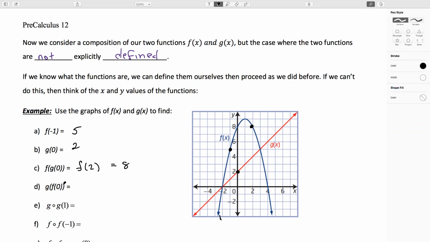So let's try one where we don't already know the inner function, g of f of 0. We've got to find f of 0 first. So we go to 0, go up to f of x, and f of 0 is 8. So this is like, whoops, not f of 8, this is like g of 8. We now go to 8, go up to g, and it looks to me like it's about 10.